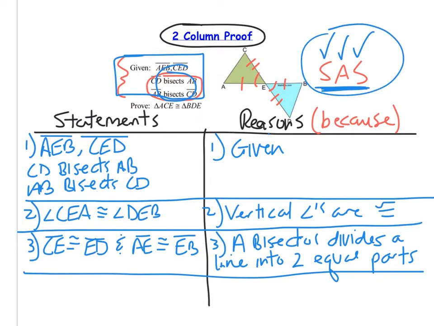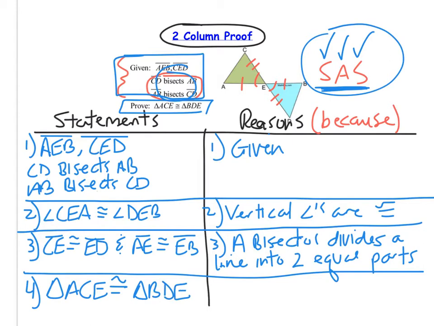We always end our proof with our proof statement. So the 4th step in this proof is going to state that triangle ACE is congruent to triangle BDE. The reason why is right here. We got 2 sides and the angle in between congruent, so we call that side angle side. This is a statement and reason proof.